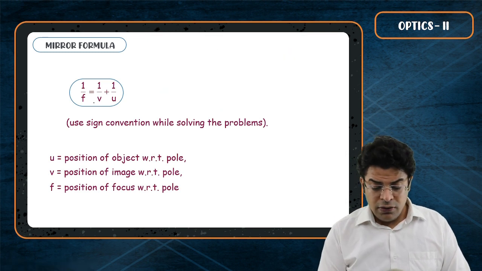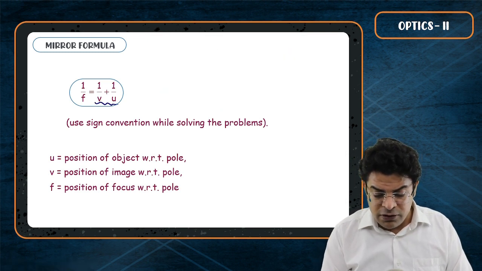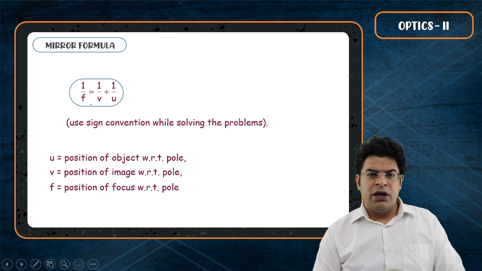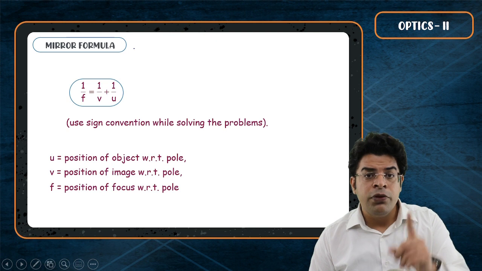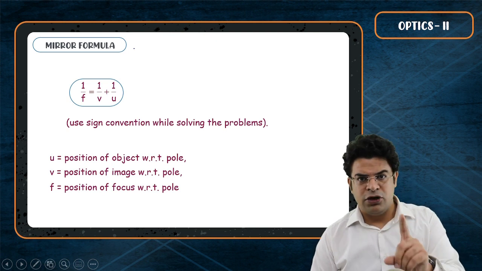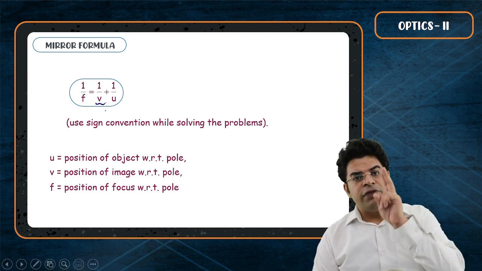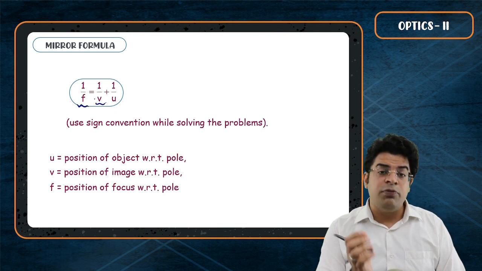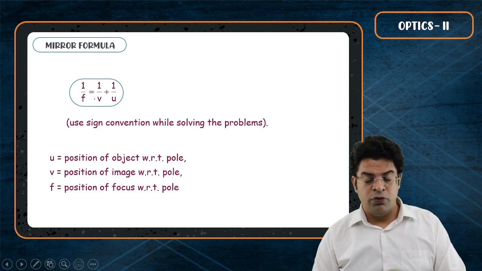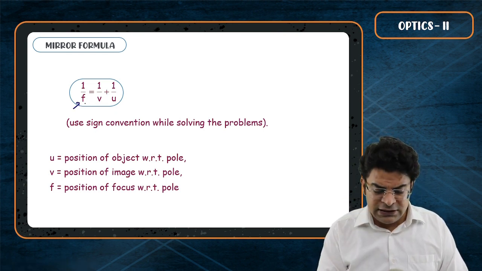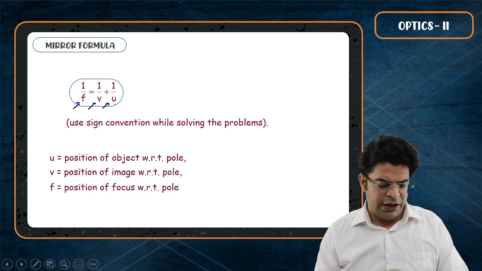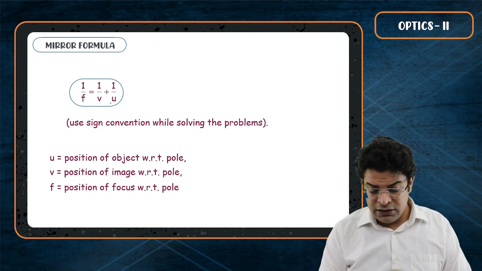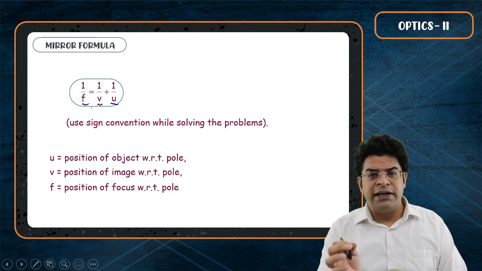So beta, when you think of 1 by V plus 1 by U equals to 1 by F, and you said that this is the mirror formula, I have remembered it. What is U? Position of object with respect to pole. What is V? Position of image with respect to pole. What is F? Position of focus with respect to pole. And if you can substitute these things properly with sign, game over. You will get the answer every time. So let's practice the sign for these things, taking some example.